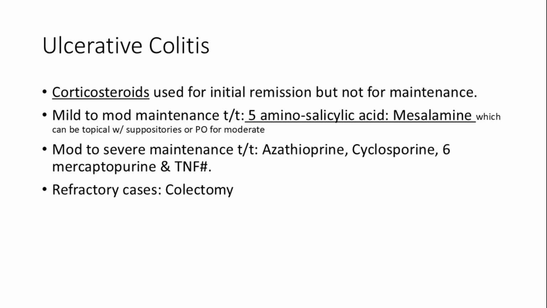The management of ulcerative colitis depends on the severity of disease and the treatment phase. Corticosteroids are commonly used to induce remission during acute flares. However, they are not appropriate for long-term maintenance because of their side effect profile. For mild to moderate disease, maintenance therapy involves 5-aminosalicylic acid, 5-ASA, agents such as mesalamine. These can be administered as topical formulations like suppositories or enemas, or taken orally for more extensive colonic involvement.